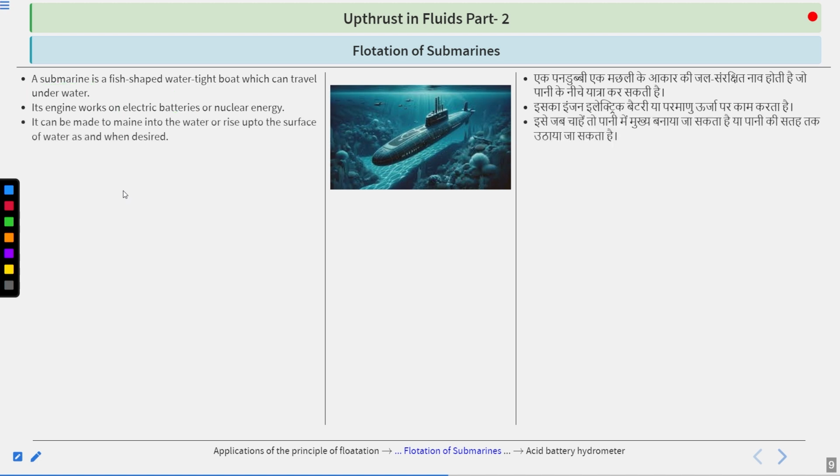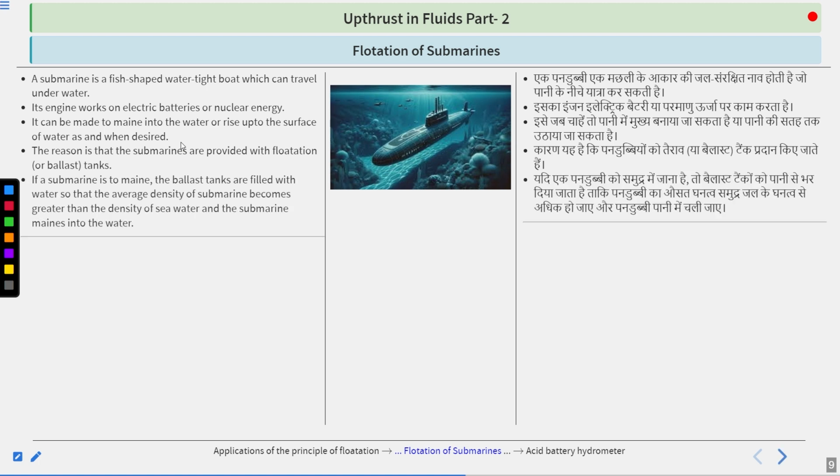Submarines can be made to sink into the water or rise up to the surface of the water as and when desired. So we can say a submarine is capable of sailing below the water, and can also sail above the surface of the water. It totally depends on the requirement of the time. The reason is that submarines are provided with flotation or ballast tanks. If a submarine is to sink, the ballast tanks are filled with water so that the average density of the submarine becomes greater than the density of seawater, and the submarine sinks below the water.